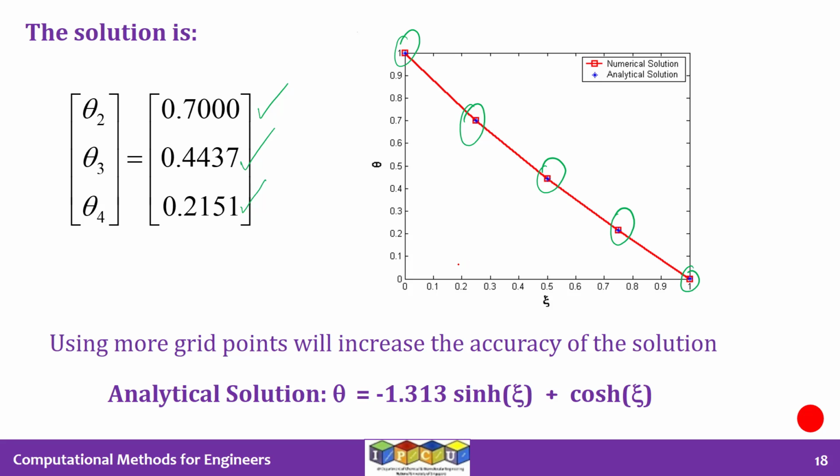So theta 2 is at psi is equal to 0.25. Theta 3 is the value of theta at psi is equal to 0.5. And theta 4 is the value of theta at psi is equal to 0.75 because h is 1 by 4. So this gap is 0.25, this gap is 0.25, this gap is 0.25, and this gap is 0.25. Naturally, if we use more grid points, that means we use 40 grid points instead of 5, we are going to get much higher accuracy for the solution.